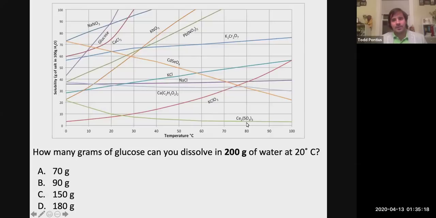So let's do a quick click. How many grams of glucose can you dissolve in 200 grams of water? Note the number at 20 degrees Celsius. Take a moment, pause the video, see if you can solve it. Go.